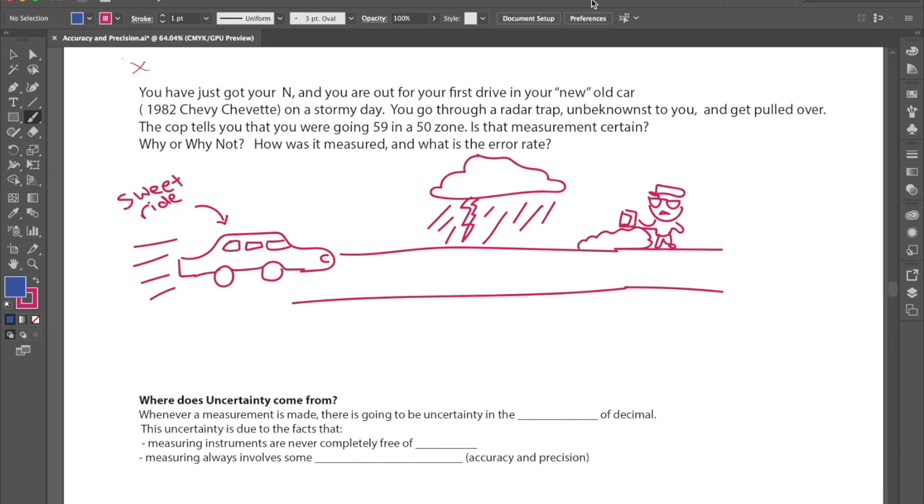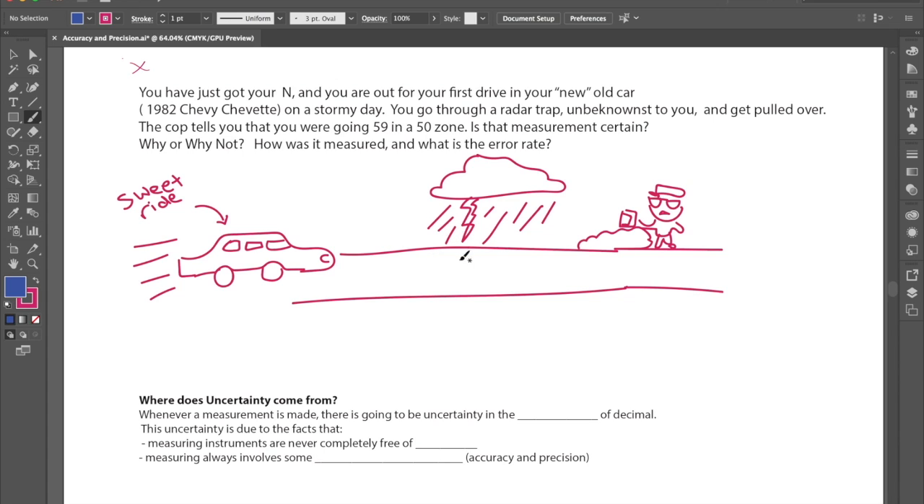So I want you to pause this video for a second. I want you to think, is this measurement certain? If it's certain, why? And if it's not, why not? How is it measured? And what is the error rate? So what you might come up with is that maybe there's some obvious inaccuracies with the actual radar gun itself. Could be that there could be some interference from the storm or from the clouds. It could be that they may have gotten another car right behind you or in front of you.